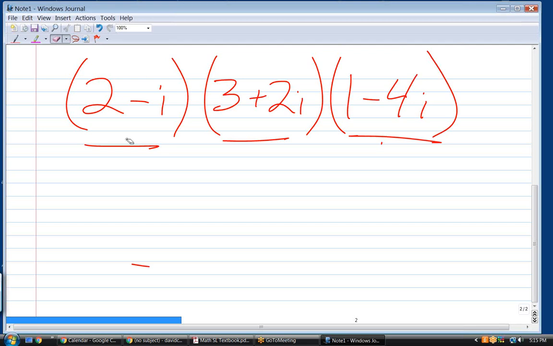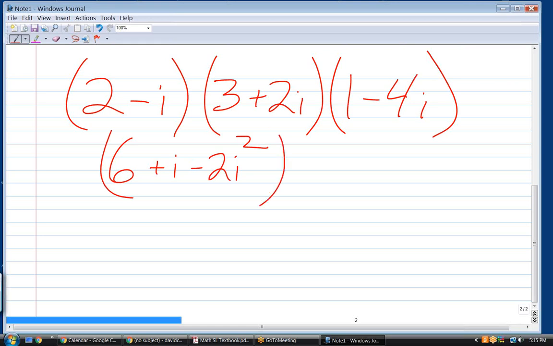So let's do it. Let's go through that. Multiply the first two. 6 plus 4I minus 3I, so that's plus I, and then minus 2I squared. Now simplify that. So I squared equals negative 1. Correct?